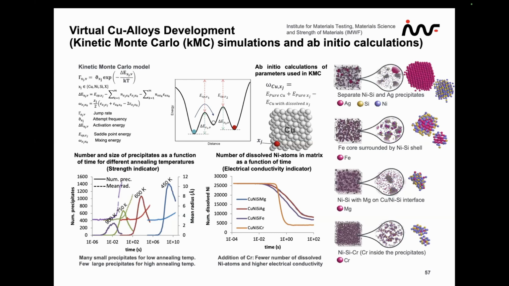Monte Carlo gives us the number of precipitates with respective time, and the dissolved nickel, for instance, here with time helps us to understand the electrical conductivity. The task was to look at silver, iron, magnesium, chromium, besides silicon and nickel, and we found the respective precipitates, put them in the molecular dynamics simulation, and could discriminate the strength increases by the different alloying elements. And this helped the company to get new alloys with 2 of these elements which we looked at, and hopefully get good competition with their partners.